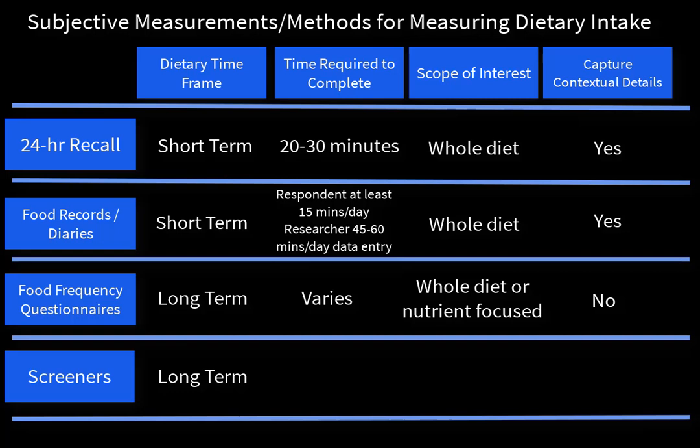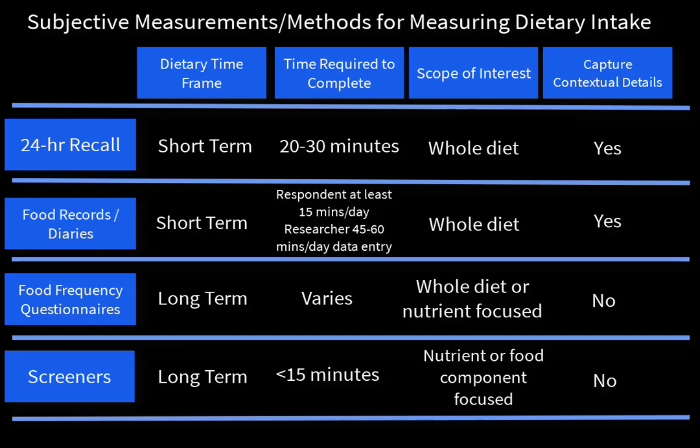intake is. Screeners are usually much less time intensive to do. They usually take less than 15 minutes, but they're almost always nutrient or food component focused, so definitely will also not collect contextual information. So we have four common methods and instruments to be used, some retrospective, some prospective, long-term, short-term, all the different variables, and deciding which one to use will depend upon your situation.